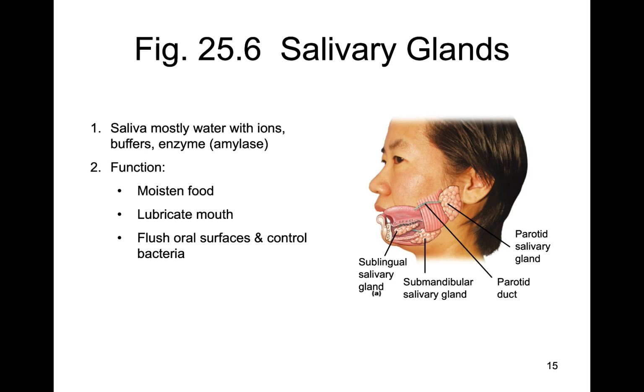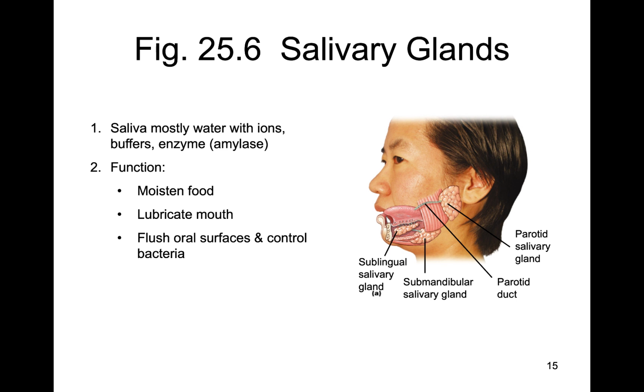And they are going to release saliva and also an enzyme called amylase. Amylase is going to break down starch. Starch is something that you find in pasta and bread, so it's a complex sugar. Simple sugar would be something that you put in your coffee. So amylase is going to cut up starch into monosaccharides or simple sugars.